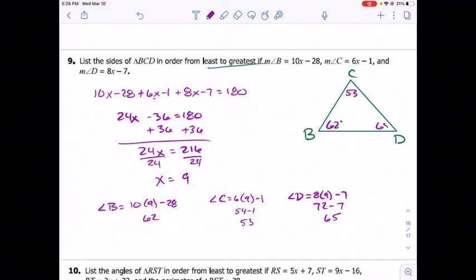So 65 goes here. Once again, least to greatest, which means the smallest side is going to be here, the middle side is going to be here, and the longest side is here. So we're listing the sides again. So small is going to be BD, followed by CD and BC.